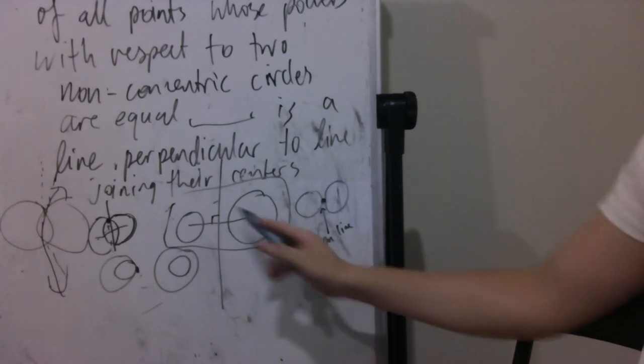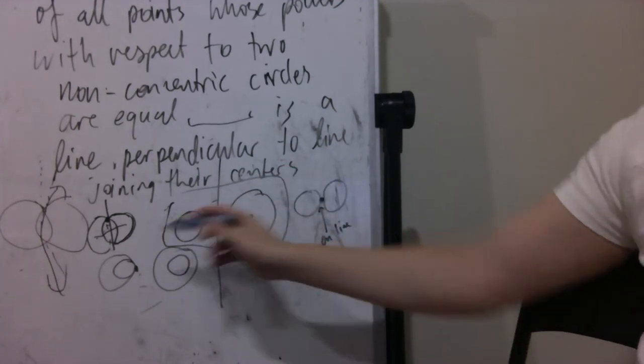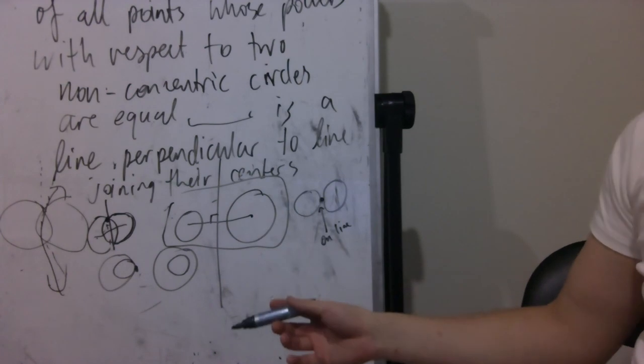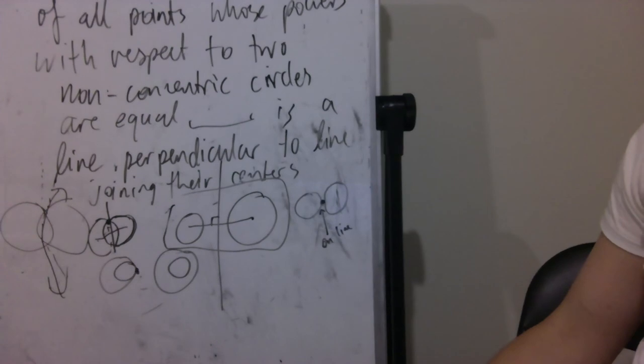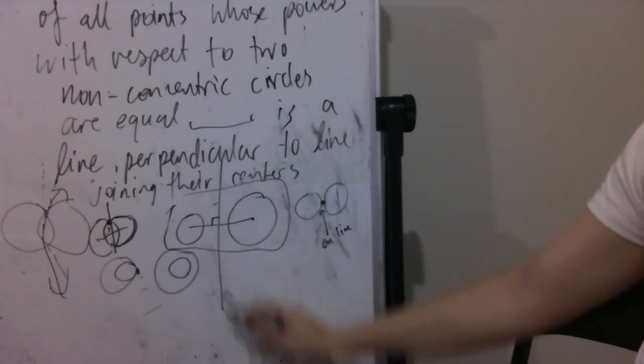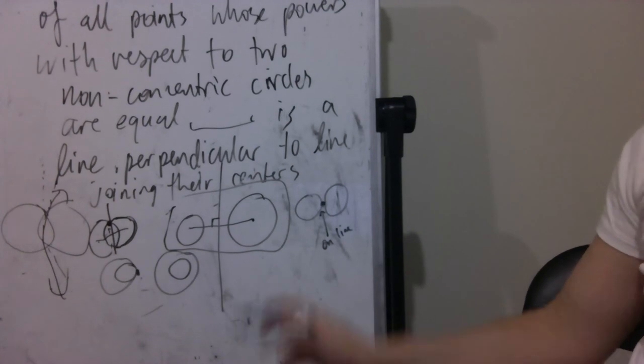Because it can't be inside both circles. If it's equal to a negative number, then it has to be inside both circles, right? And it can't be inside both circles. So it has to be outside both circles. This is the one, right? So you have something like that. Similarly, it can't be on both, because it's not intersecting.